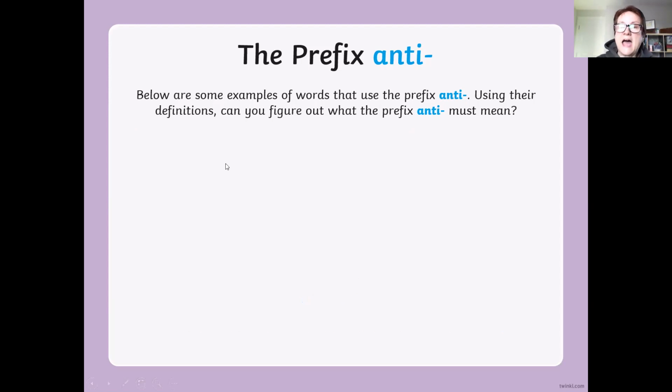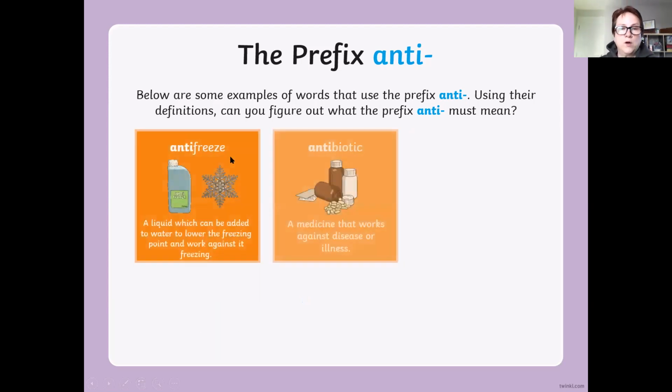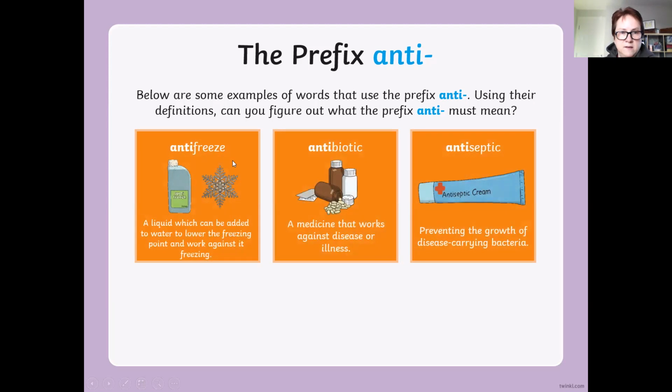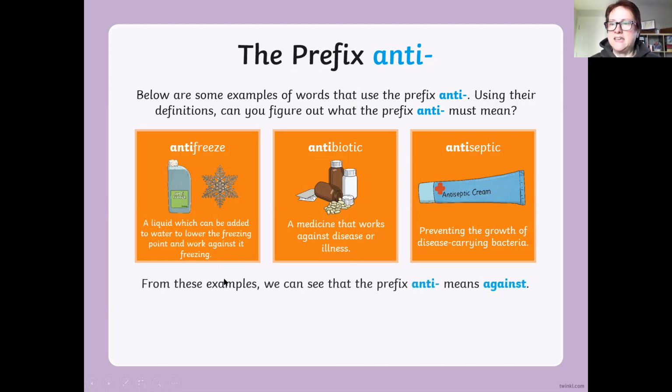So now let's move on to anti, and let's see if we can work out what anti means. We've got our first one, antifreeze, a liquid which can be added to water to lower the freezing point and work against it freezing. Antibiotic, a medicine that works against disease or illness, and antiseptic, preventing the growth of disease-carrying bacteria. I think we can hear in all of those that it means against.